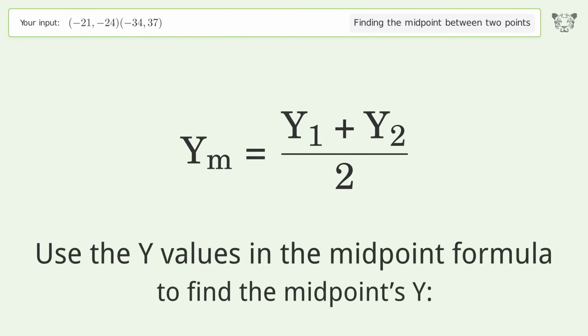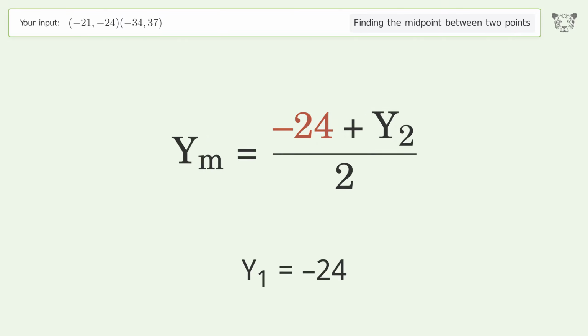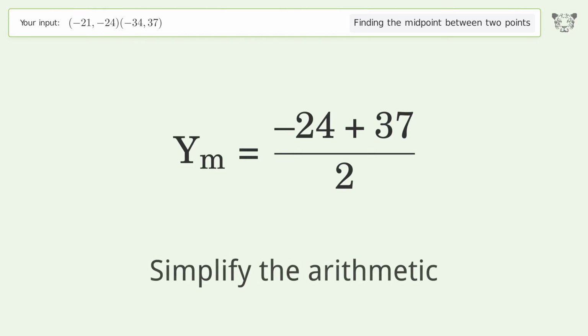Use the y values in the midpoint formula to find the midpoint's y. y1 equals negative 24. y2 equals 37. Simplify the arithmetic.